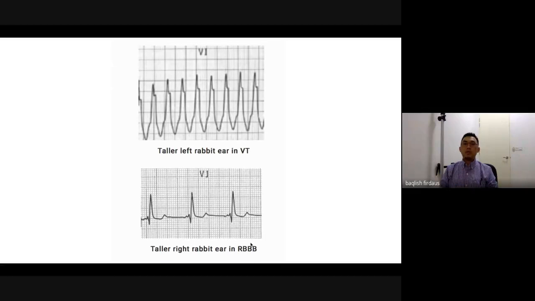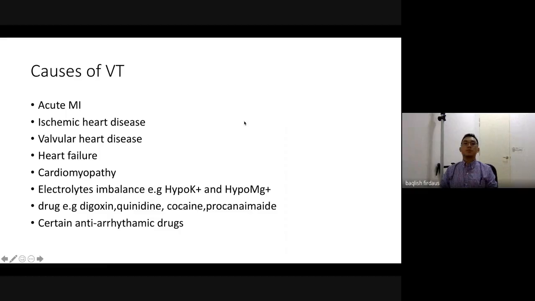Or in V1, if we want to compare with the RBBB, usually in RBBB the right rabbit ear is taller. But in VT, the left rabbit ear is taller than the right rabbit ear. So if you see a taller left ear, it's usually always a VT. So these are the causes of VT.